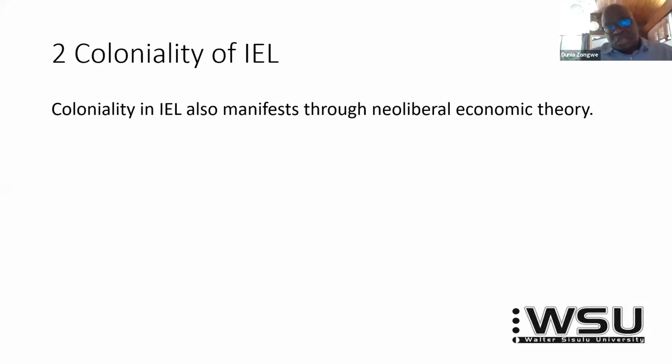Coloniality in IEL is not just through Eurocentrism and doctrinalism, it's also through neoliberal economic theory. Neoliberal economic theory underpins most of international economics, macroeconomics, and most of international economic law. Unfortunately, in the textbook that I've mentioned, and in the main textbooks on international economics or macroeconomics, the ideological foundations of economics are not discussed, and that is a problem.